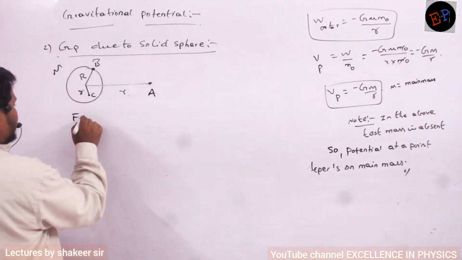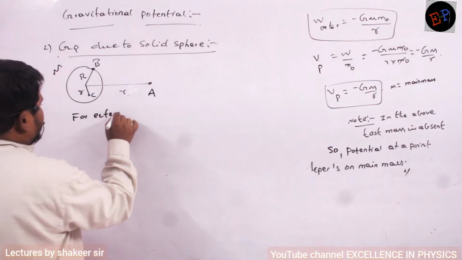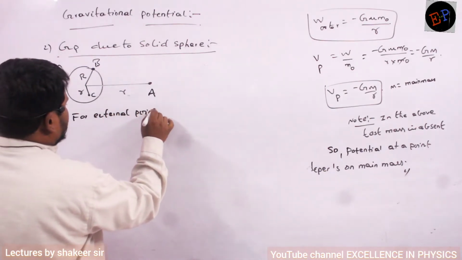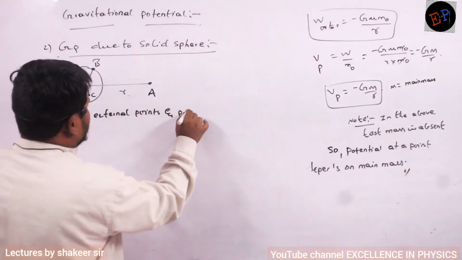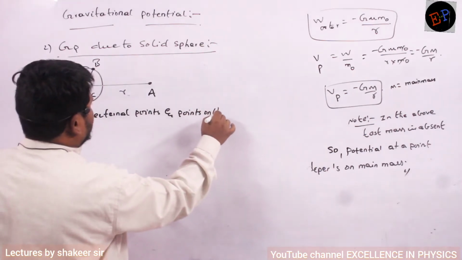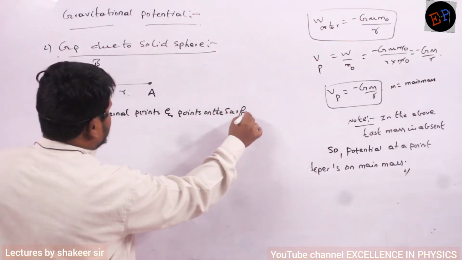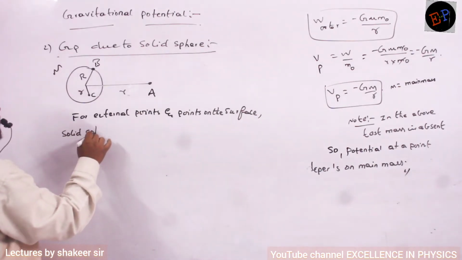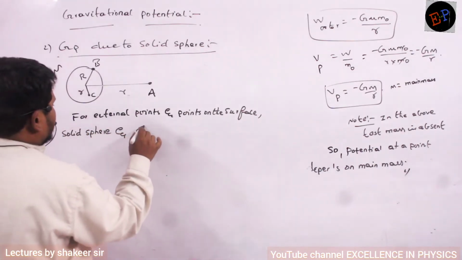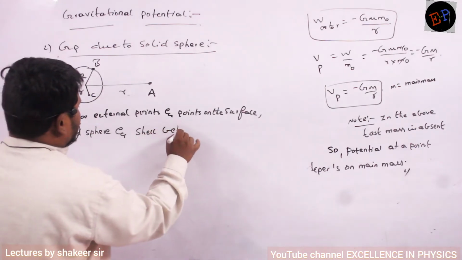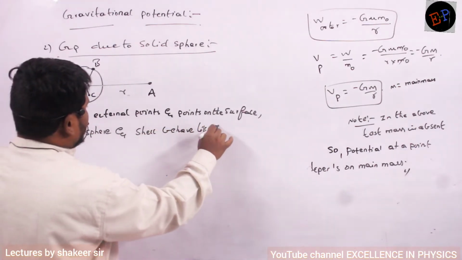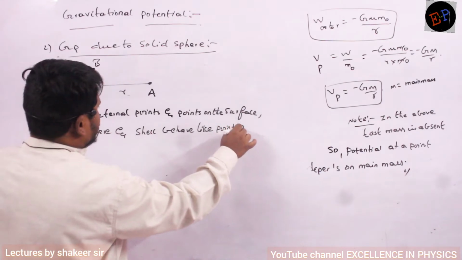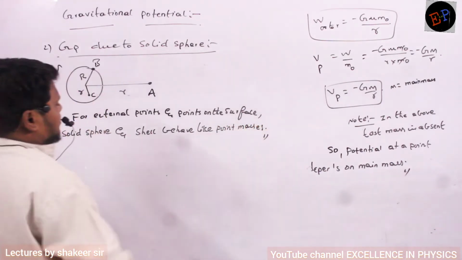For external points and points on the sphere, or you can say on the surface, a solid sphere and a shell behave like what? They behave like point masses. Understood? They behave like point masses.